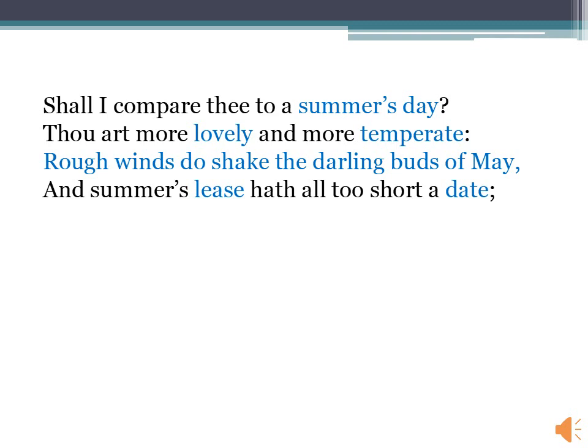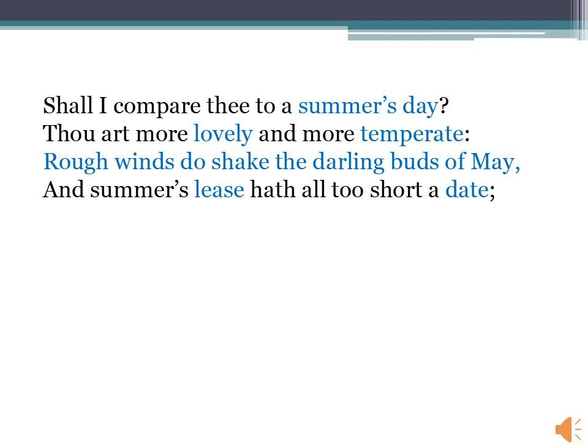The darling buds of May, which the rough winds do shake, immediately remind us of Keats's Ode to a Nightingale. Mid-May's eldest child, the coming musk rose, full of dewy wine. This image of often spoiled spring blossom hints at early death or young love blighted.